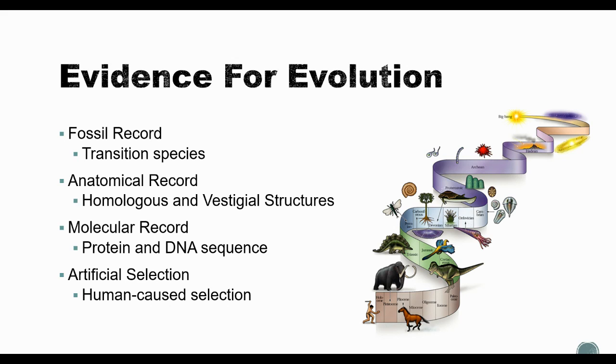We also can look at the anatomical record. And in this, we've got two separate areas we're going to talk about, homologous structures and then vestigial structures. Then we can look at the molecular record, and you can look at this either from a protein or a DNA sequence standpoint. And then we can also look at artificial selection. So in our traditional 5 types of evidence, usually we're talking about the fossil record, the homologous anatomical structures, the vestigial anatomical structures, and then both the molecular protein record and the molecular DNA record. Artificial selection is just more evidence, so we're going to talk about that as well.